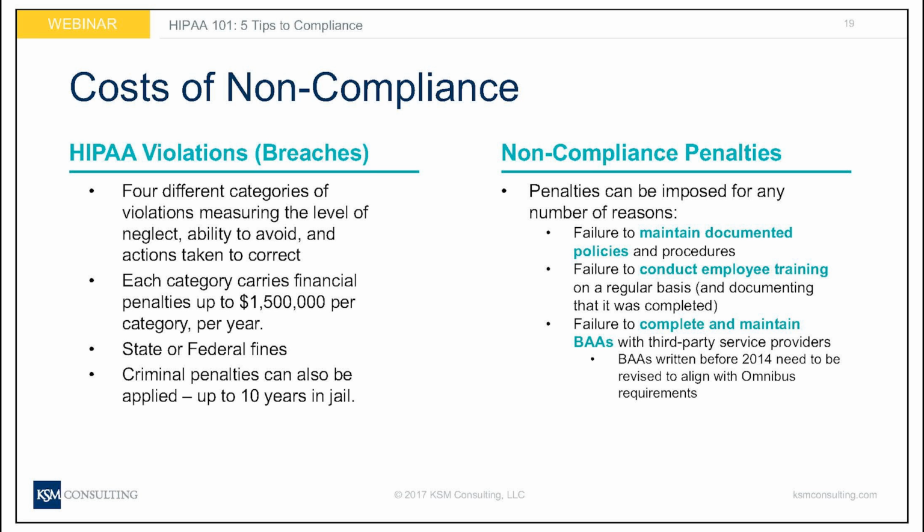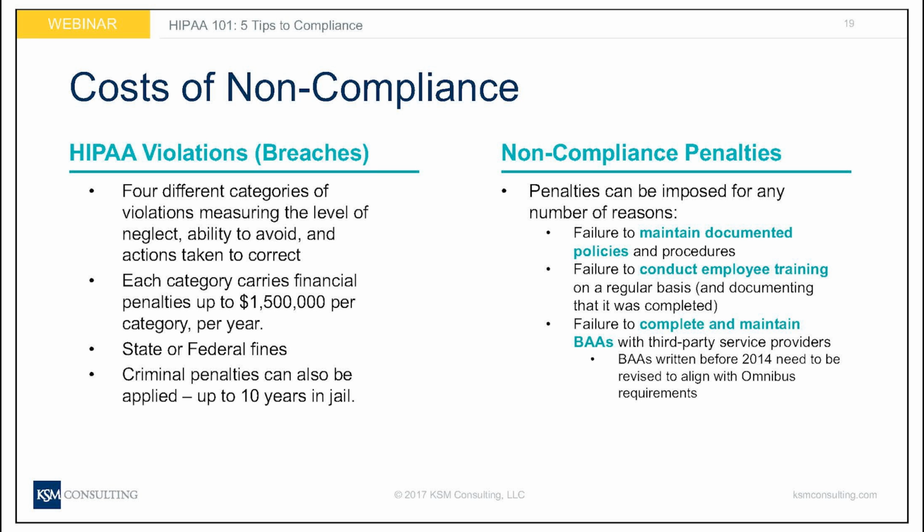And it's important to understand that last part, per category per year. Often the large breaches that you'll read about in the paper are a full $1.5 million in multiple categories. And that's just on the violations piece from HIPAA. You can also have state and federal fines, not just the state that you operate your business in, but if the breached data contains member records from other states, those states can impose fines and penalties as well. And finally, if there is true malicious intent and strong neglect, criminal penalties can also be applied up to a maximum of 10 years in jail.